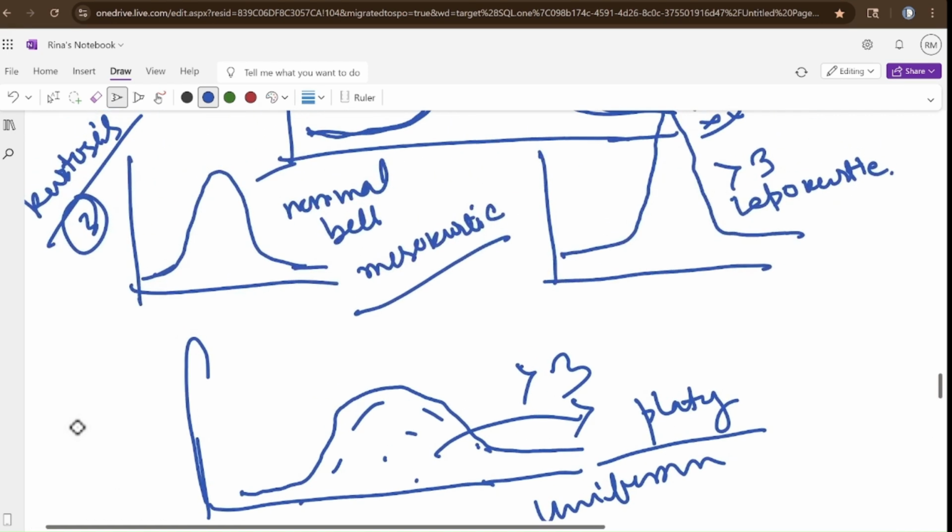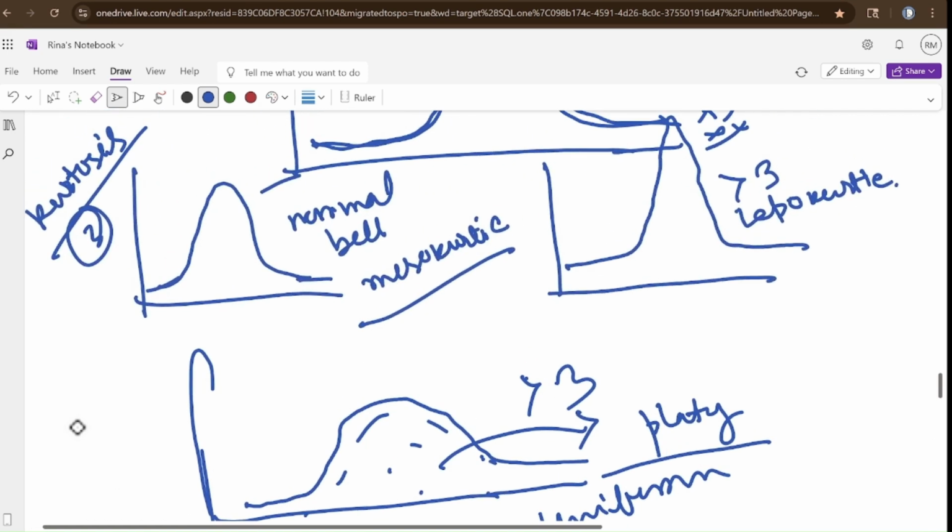So by this you can understand how your data is distributed, right? If the kurtosis is high, then it will be more peaked. If the kurtosis is low, then it will be flat peaked. This is called kurtosis.